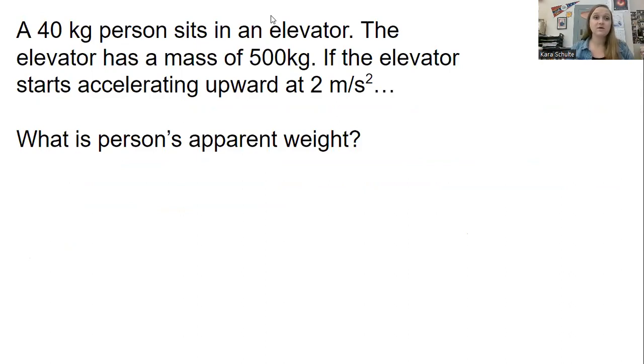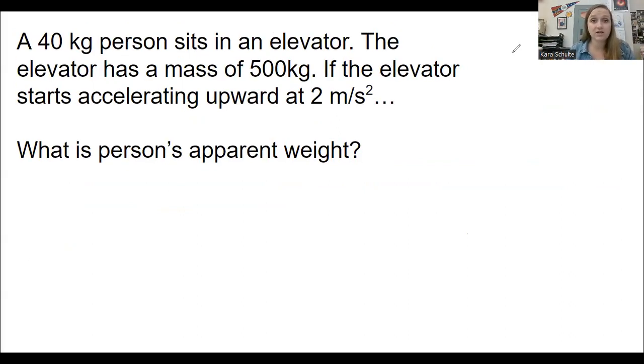So we've got a 40 kilogram person sitting on an elevator. The elevator has a mass of 500 kilograms. And the elevator starts to accelerate upward at 2 meters per second squared. We want to know what's the person's apparent weight at this time.